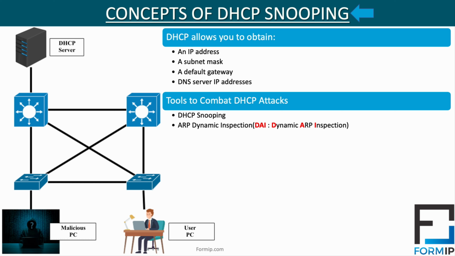DHCP snooping concepts. The word snooping literally means spying. DHCP snooping is a technique that allows the switch to be configured to listen for DHCP traffic and stop all malicious packets, which would masquerade as a DHCP. On the diagram, we have a DHCP server that is represented at the top of the topology. At the bottom right, you see a legitimate client who wants to get an IP address. And at the bottom left, we have a malicious PC on which software is installed to run a DHCP server.